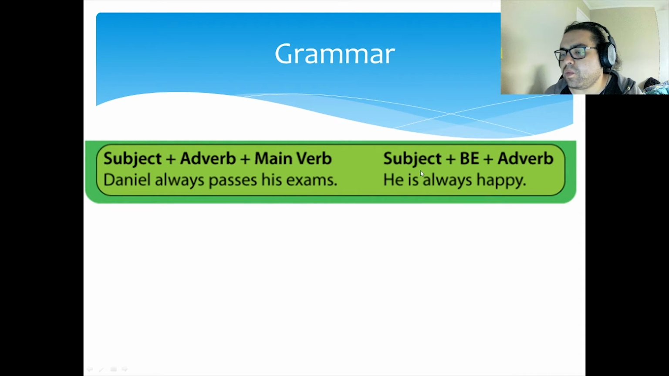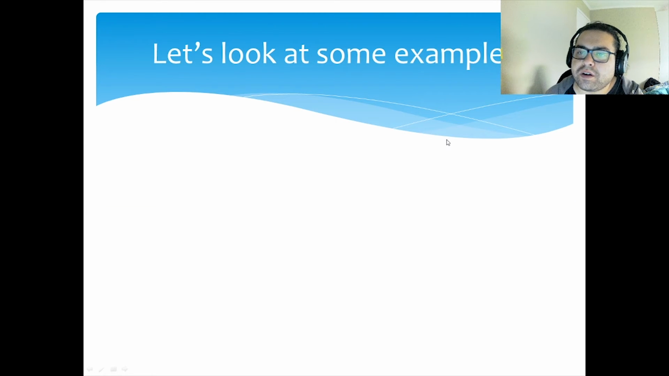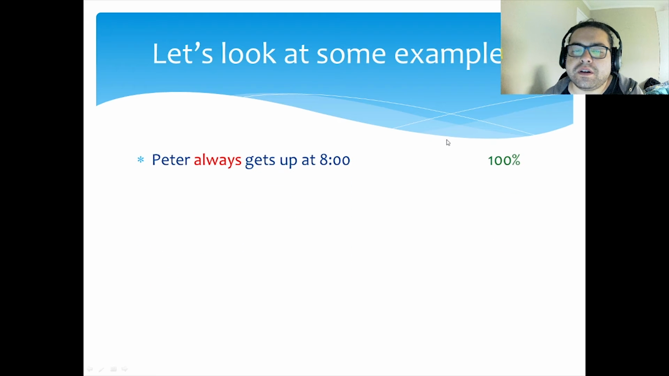But whenever we want to talk about the verb to be, we have to take into consideration the subject, which in this case the example says he, be, which in this case is, and the adverb, which is always. This is the correct order for the sentences to be created. Okay, now let's look at some examples.